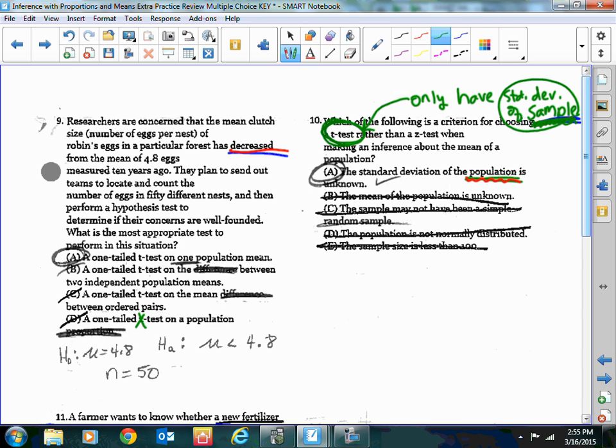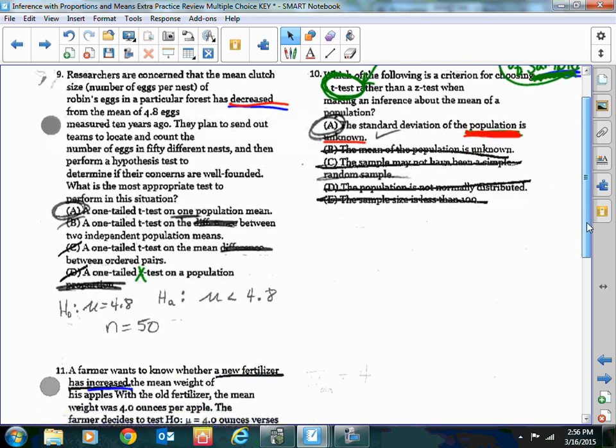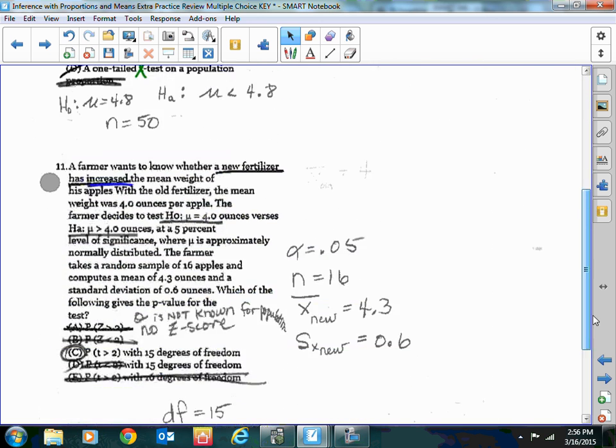So another way of saying that you only have the standard deviation of the sample is saying that the standard deviation of the entire population, the whole everything, is unknown. If I had the standard deviation for the whole everything, then I could use a z distribution, but rarely do you ever have that whole population standard deviation.